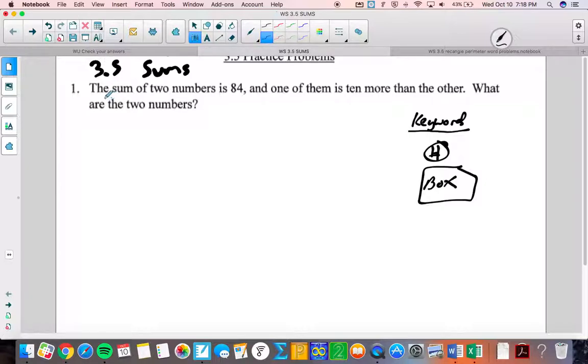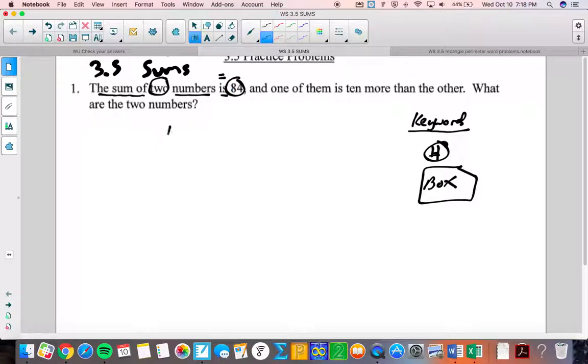So I'm going to read this. The sum of two numbers is 84, and one of them is 10 more than the other. What are the two numbers? All right, I don't know, so I better reread it. Sometimes you have to reread these 3 or 4 times. So the sum, that's important. I know that's the answer to addition. It's the sum of two numbers. And that is, which means equals, 84.